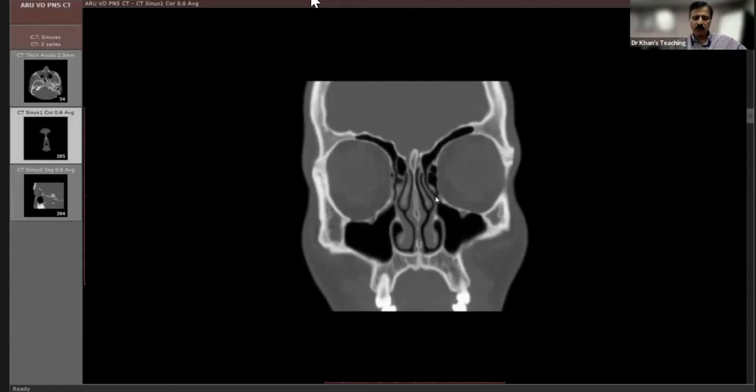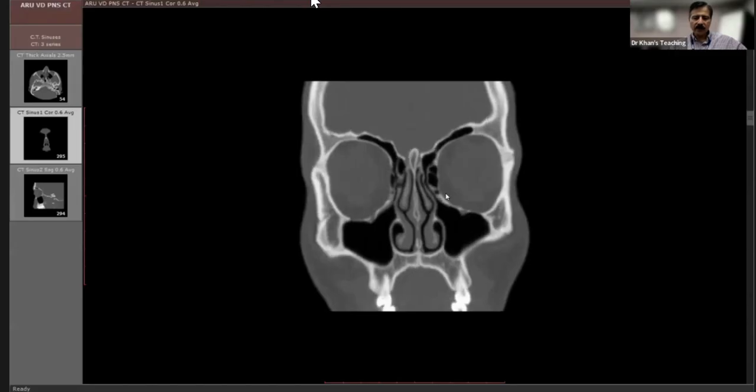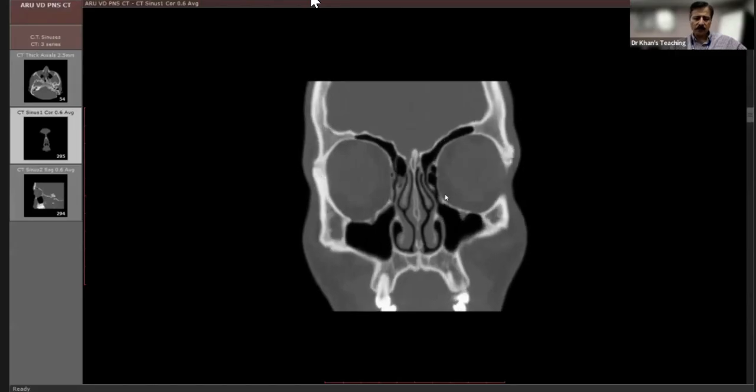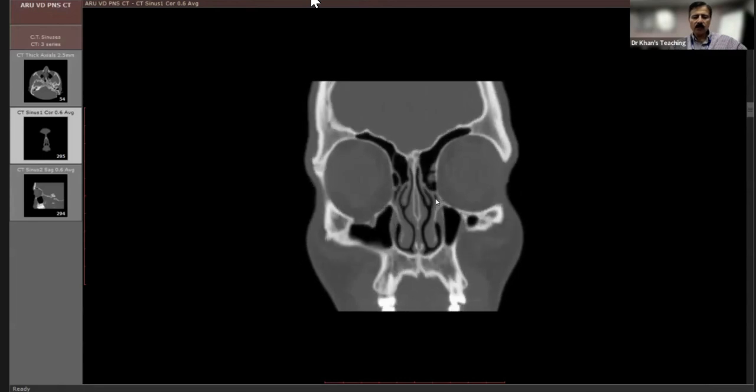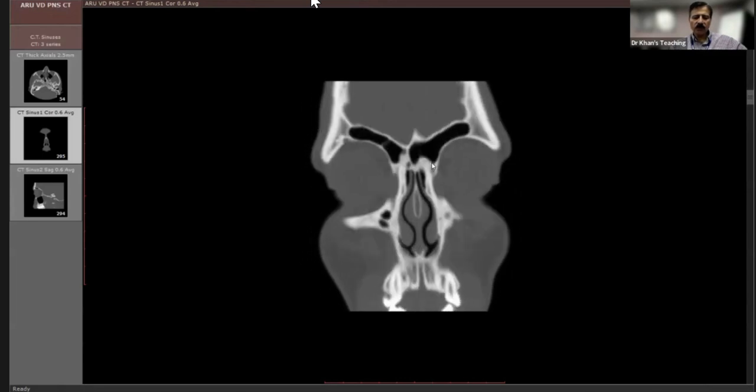So this is the nasofrontal duct. And actually it's a recess type of a thing. And from here, the pathway again is into the middle meatus. And you can see it going like this. You see this thing? It is going like this. So this was the frontal sinus.